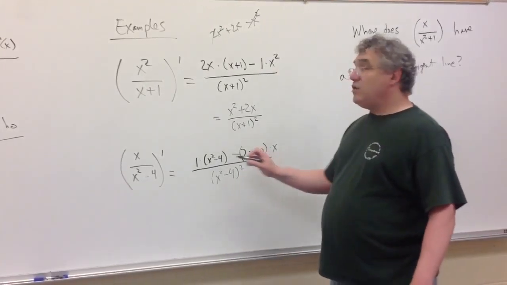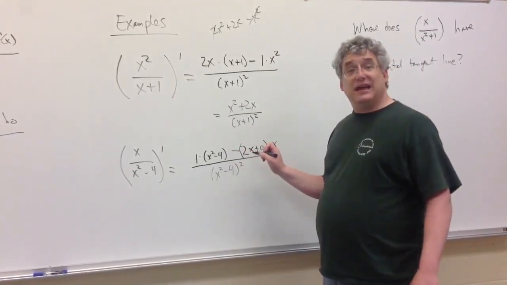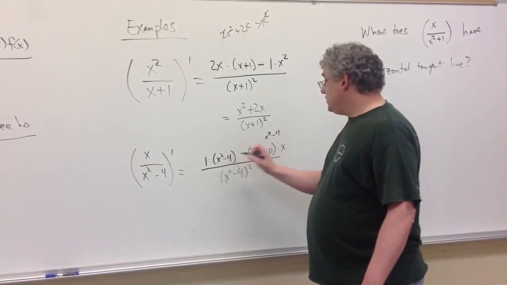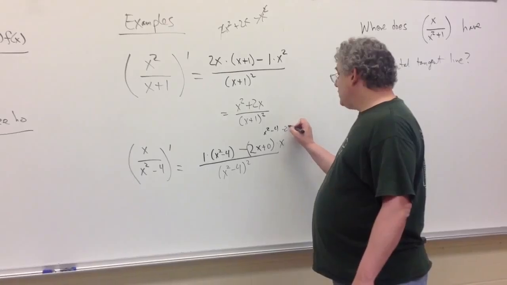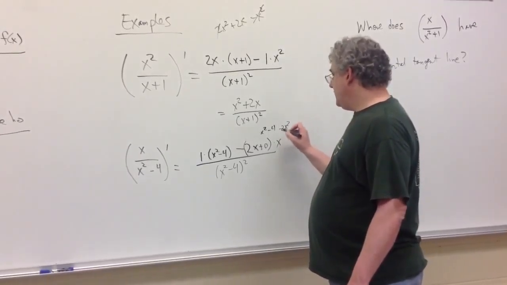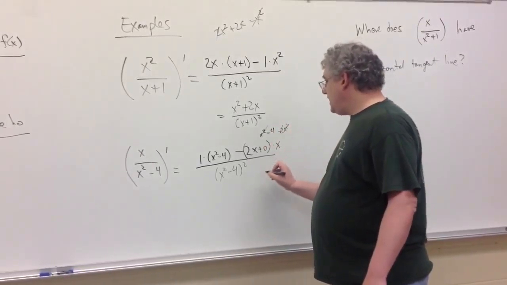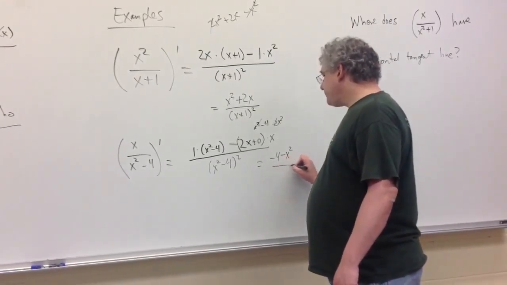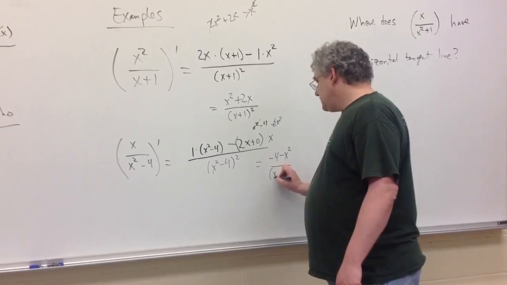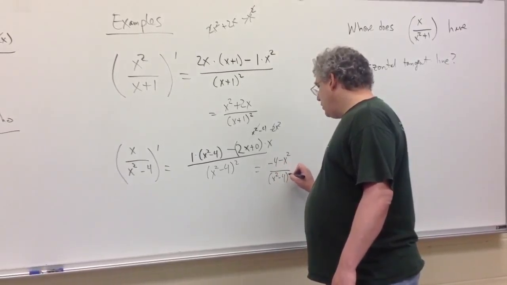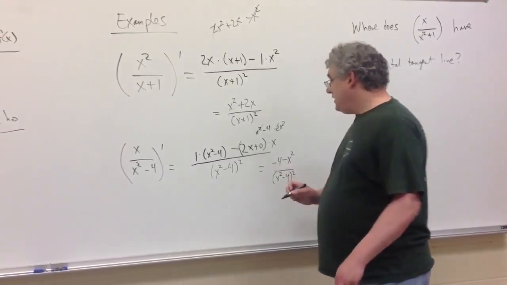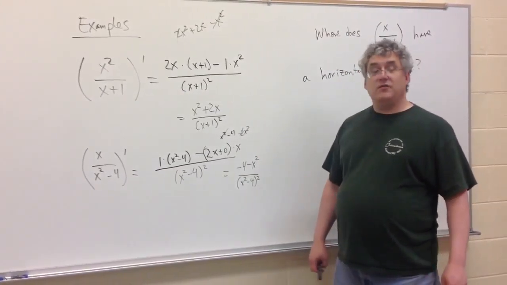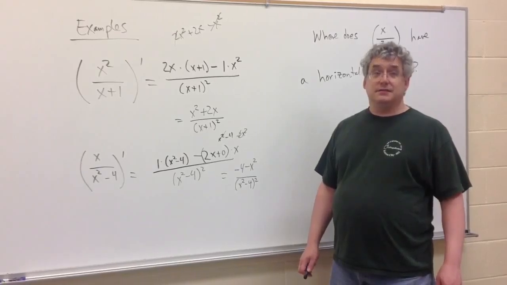So again, we want to multiply out the top so we can cancel pieces. What do I have? X squared minus 4, because that's a 1 there, minus 2x squared, and the 0 goes away. I end up with minus 4 minus x squared on top over x squared minus 4 quantity squared on the bottom. There are a lot of x's, a lot of squareds, a lot of 4's, and hopefully it makes at least a little sense.